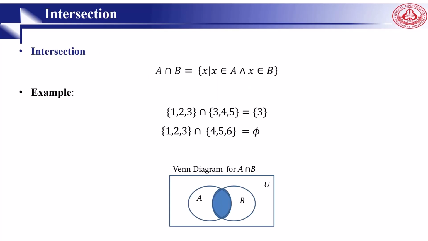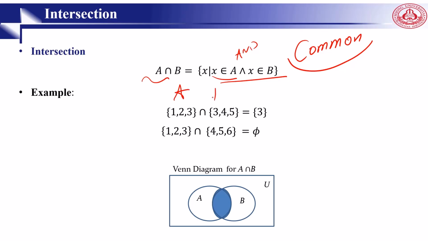Intersection corresponds to the AND operator. If you have two sets A and B, we take all x which belong to both A and B, the common parts. If A is 1, 2, 3 and B is 3, 4, 5, then A cap B is 3, because only 3 is common here. 1 and 2 are not available in B, and 4 and 5 are not available in the first one. So the common part is only 3.